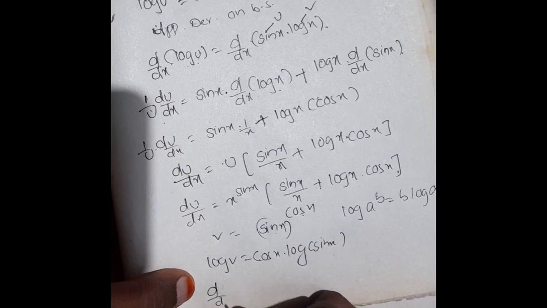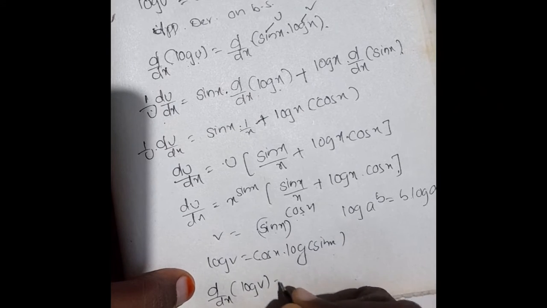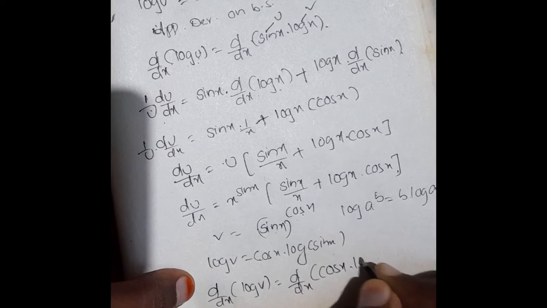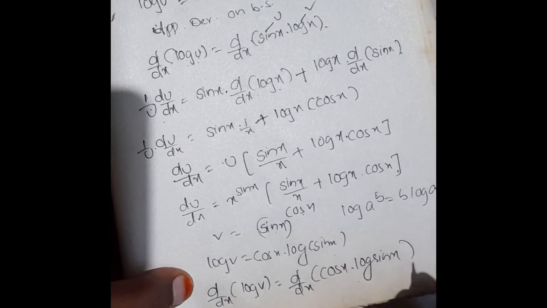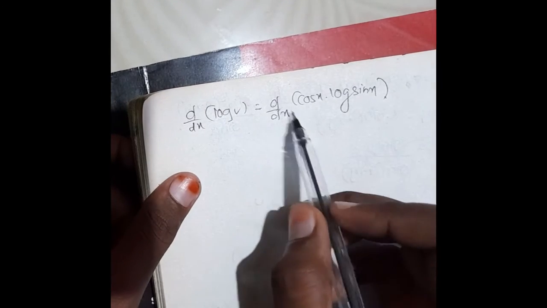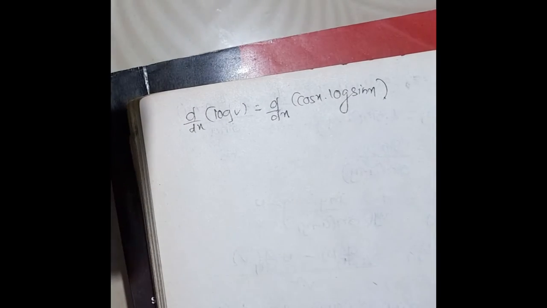So d by dx of log v equals d by dx of cos x into log sin x. So now d by dx of log v equals d by dx of cos x into log sin x.